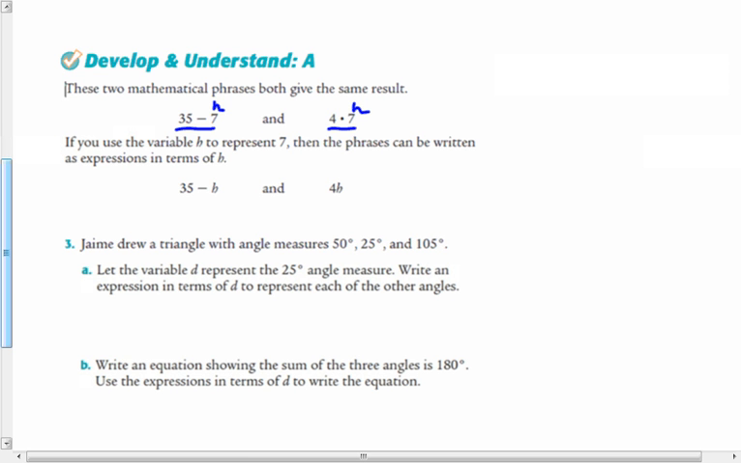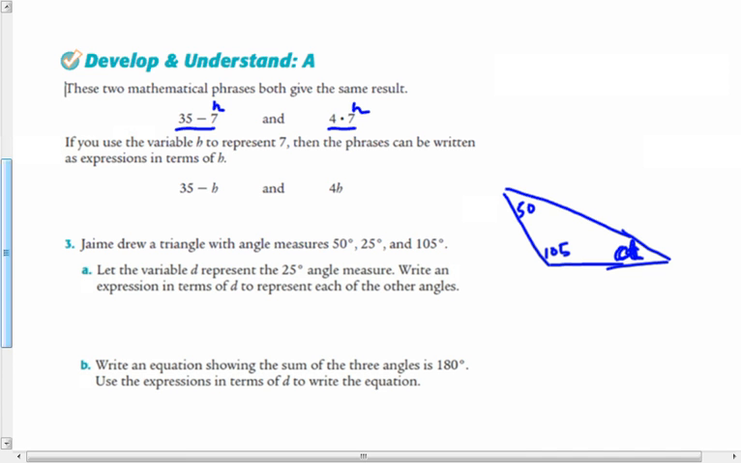So Jamie drew a triangle with angle measures 50, 25, and 105. That might look something like this, where this is 50, this is 25, and this is 105. It says let the variable d represent a 25-degree angle. So let's just erase that 25-degree angle and put the letter d in there. All right. Now write an expression in terms of d to represent each of the other angles. So in terms of d, what would the other angles be?